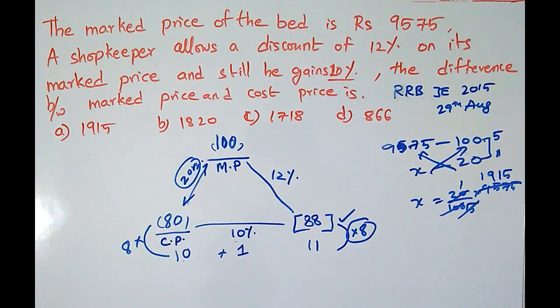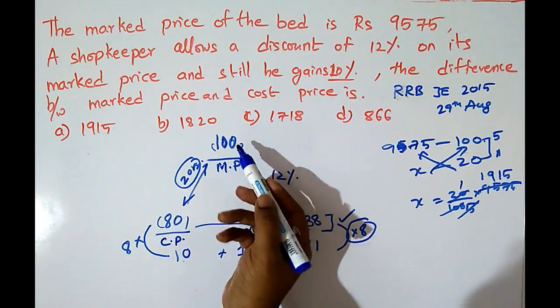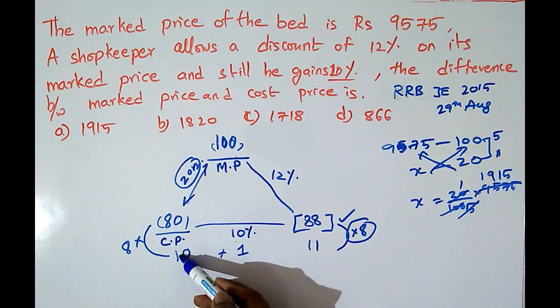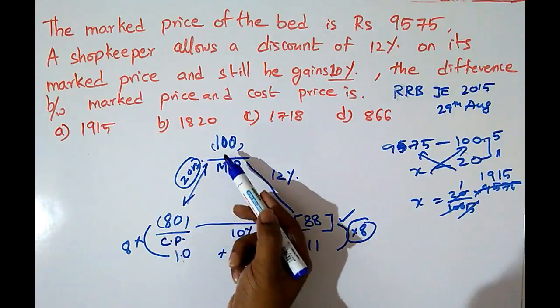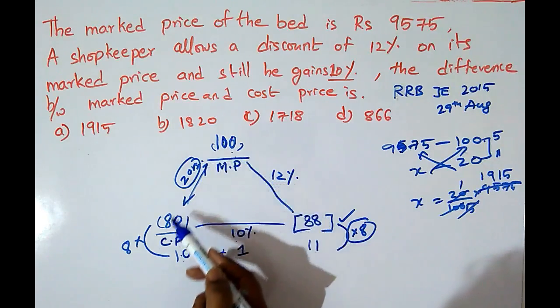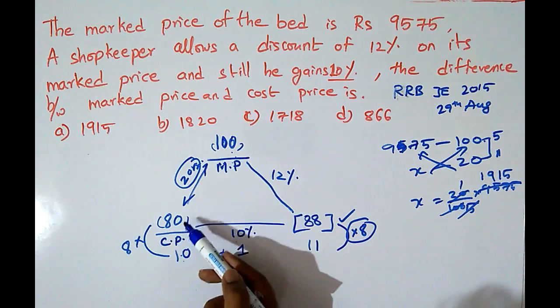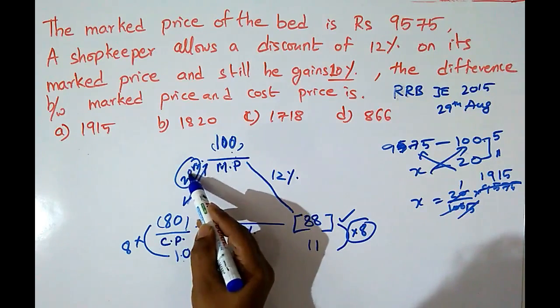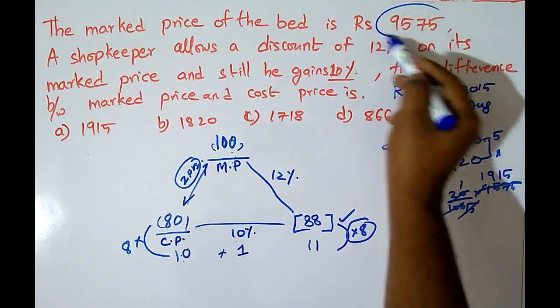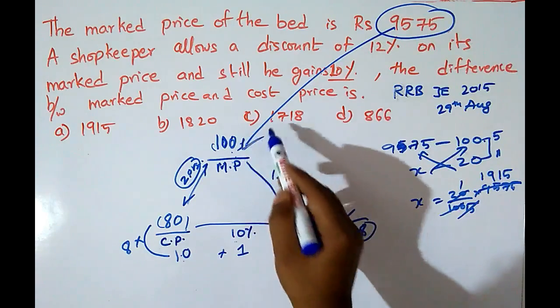Are you getting, friends? See, friends, we have to find the difference between the market price and the cost price. Here, if we assume that the market price is 100, then what is the difference between the market price and cost price? It is 20. So he has already given that 9575 is nothing but the market price.